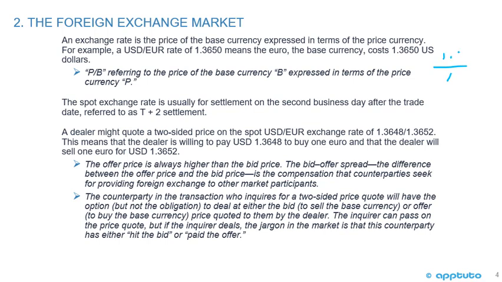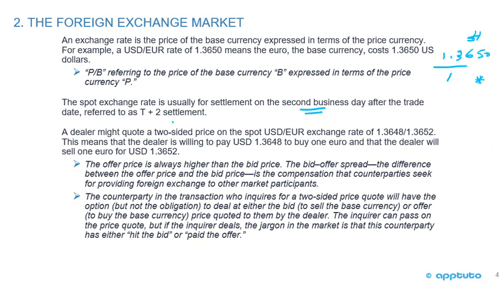Just to be clear, the denominator is always 1, and the numerator in this case is 1.3650. So the two ways to look at it is that 1 euro costs 1.365 US dollars, or if I have 1 euro, I will be able to convert it to 1.3650 US dollars. So just remember that the denominator is always 1, okay? The spot exchange rate is usually for settlement on the second business day.